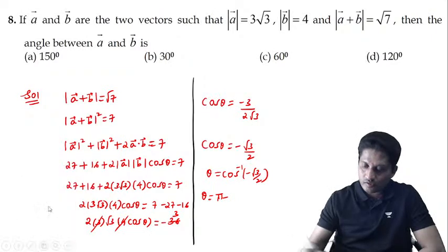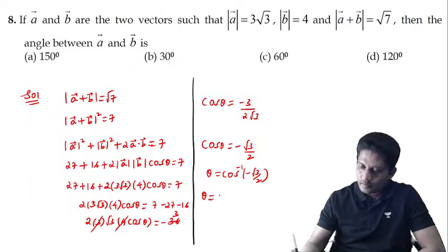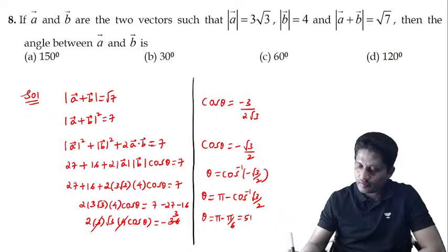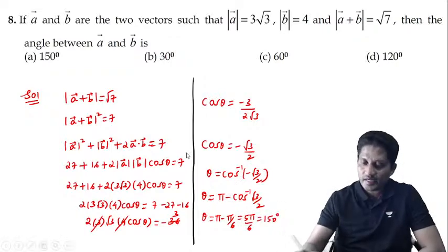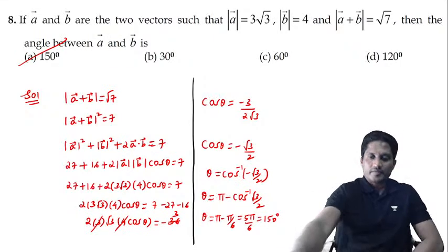This is pi minus cos inverse of root 3 by 2. Okay, theta is equal to pi minus pi by 6. Pi minus pi by 6 will be equal to 5 pi by 6, which is equal to 150 degree. Right, answer is option A. Let's move to the next question.